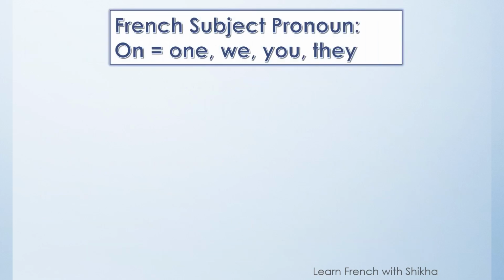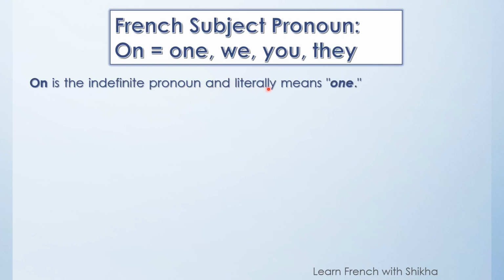Next, we are going to do French subject pronoun on, which means one or we or you or they. On is the indefinite pronoun and literally means one. It's often equivalent to the English passive voice.